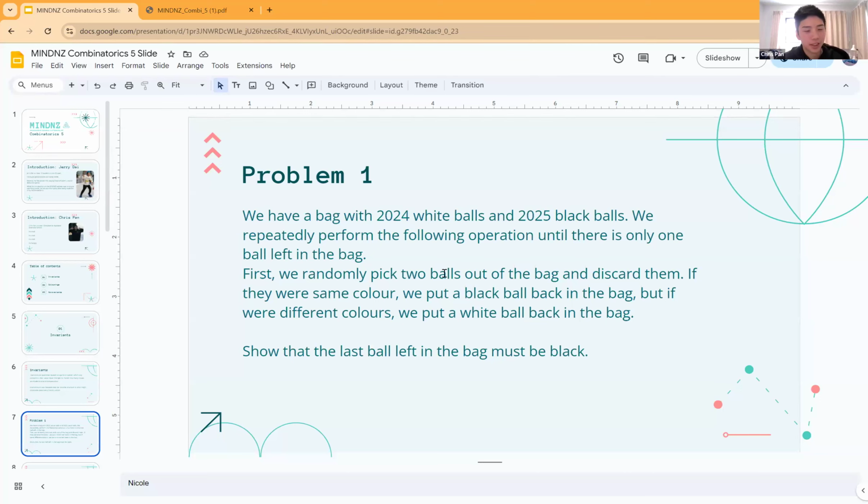And yes, if you do the process, the last ball left in the bag will always be black. But that doesn't really give you any more information because you were already told that in the problem statement, right? So this is where something like an invariant is very useful. It gives you something that stays fixed within the system no matter what you do.